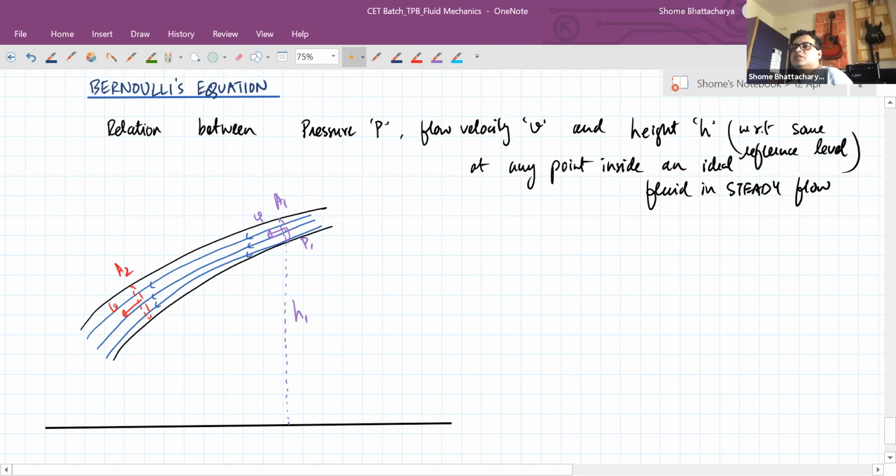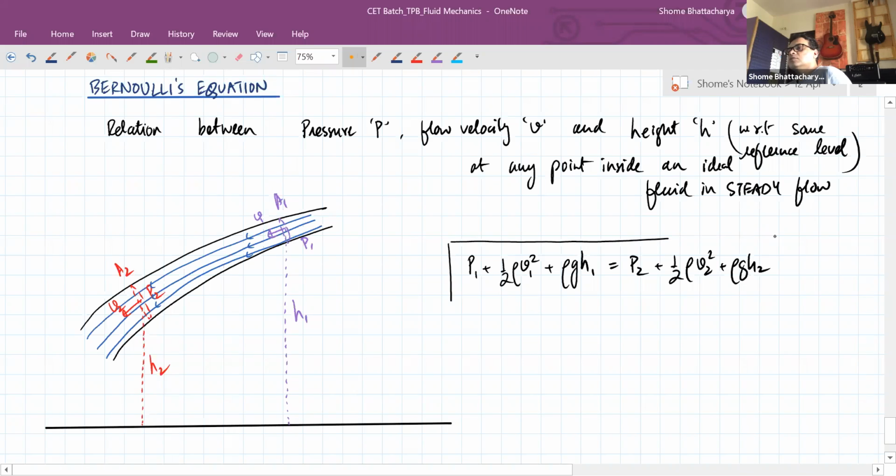Now liquid flowing through this cross section has velocity V2, it's at pressure P2, and the average height at this cross section is H2. Then according to Bernoulli's equation, the value of pressure plus half rho V square, where rho is the density of the fluid, plus rho G H, at any 2 points, the sum of these three quantities should be equal. Okay. So this is one way of expressing Bernoulli's equation.